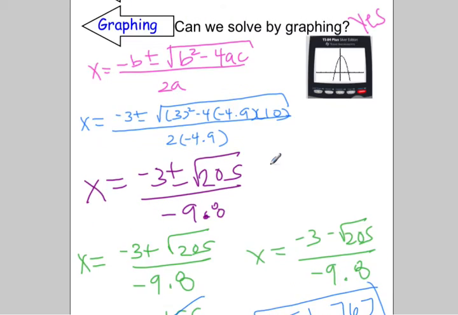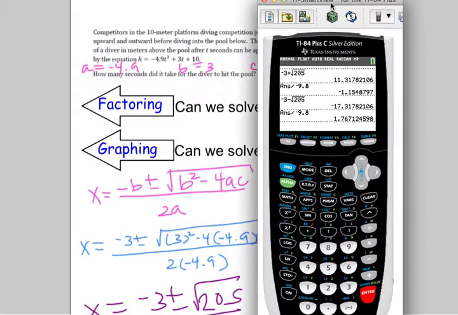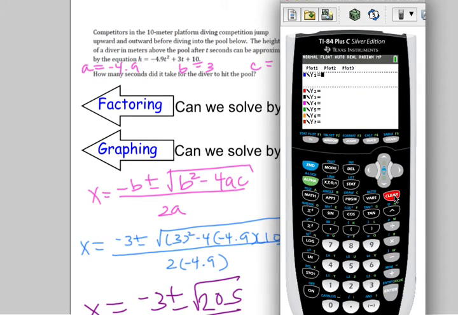And just to remind you how to do this one on your graphing calculator, if you wanted to graph it, you would go to your y equals, clear out any equations you have, and type it in. So you'd have negative 4.9x squared plus 3x plus 10. I'm going to make sure my window is to standard, so zoom 6, and I'm going to hit graph.